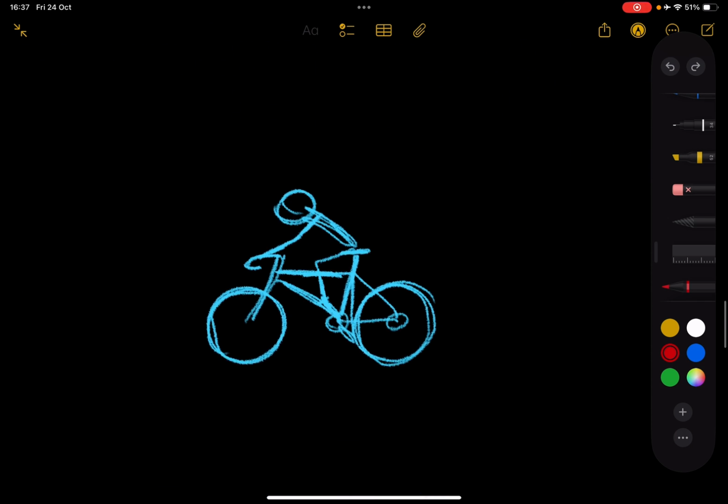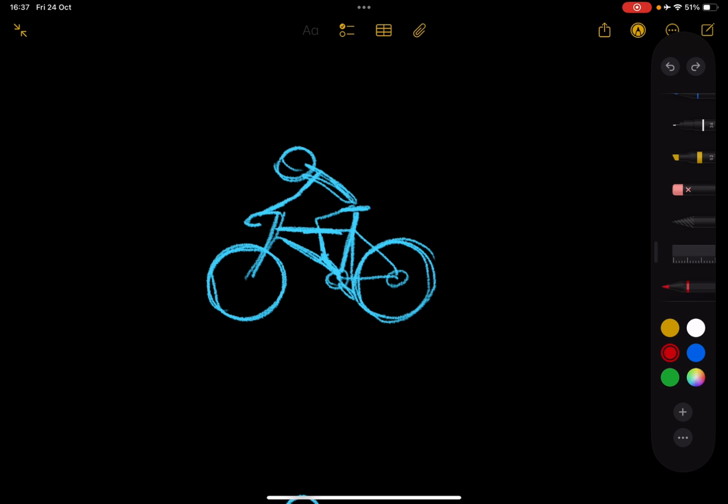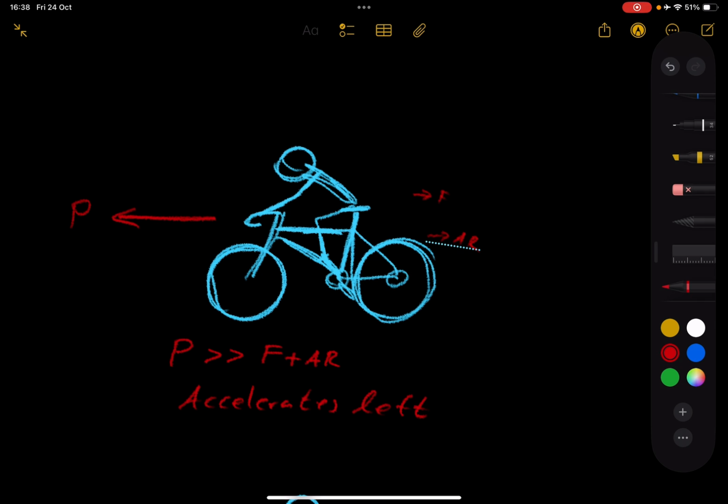What we're going to think about here is a bicycle. Let's just say this guy starts off, and there's going to be the pedaling force. The friction and air resistance will be very small, so we'll just call those F and AR. The pedaling is very much more than friction and air resistance added together. So what does that mean? It means he accelerates in the direction of his resultant force, so we can say accelerates left.